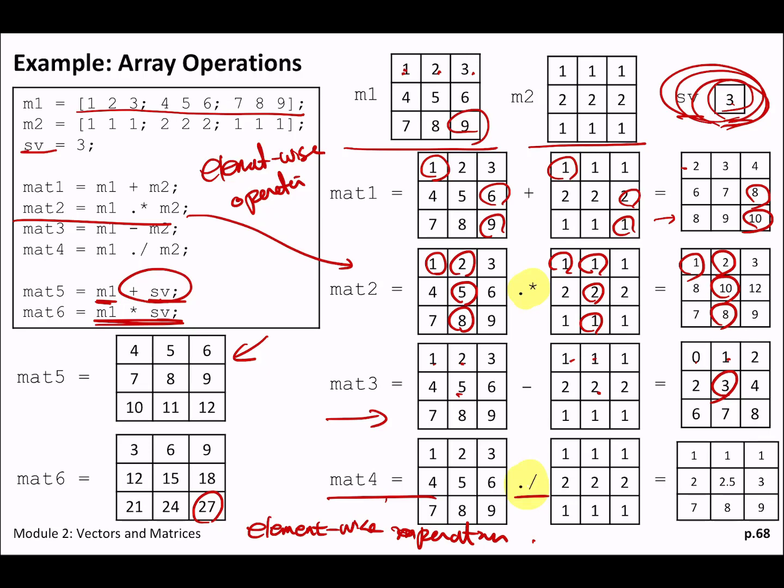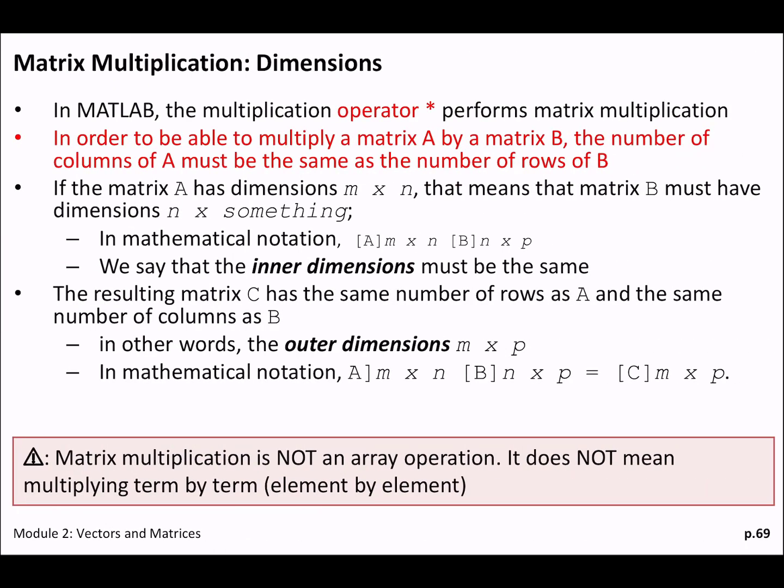Okay, good. Now we are talking about matrix multiplication, the matrix operation. Matrix multiplication is just a single multiplication symbol, no dot. Matrix multiplication is the multiplication you learned in the linear algebra course. This operator without the dot is the matrix multiplication between A and B.